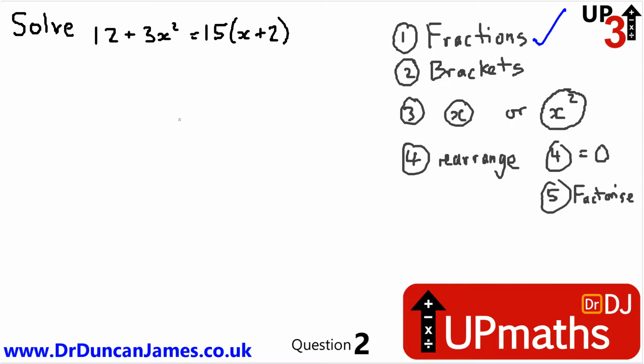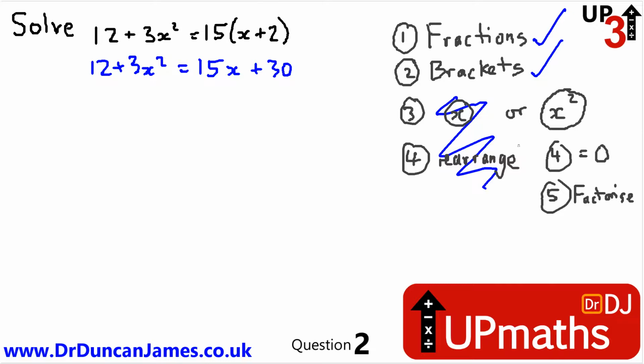So that gives me 12 plus 3x squared, rather, 15x plus 30. So that's dealt with that. Is it an x or an x squared? Well, I can see an x squared. I can also see an x as well, but the main thing is I can see an x squared.